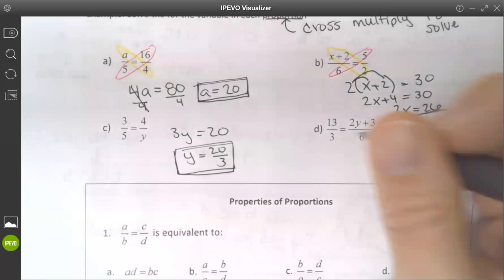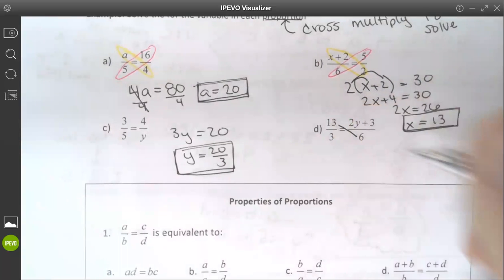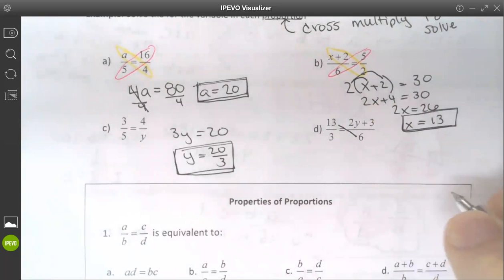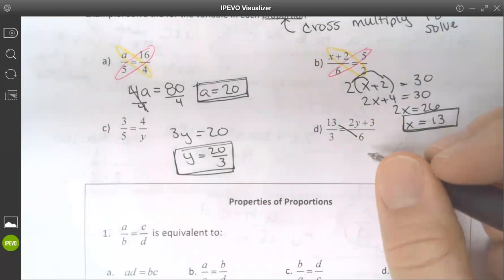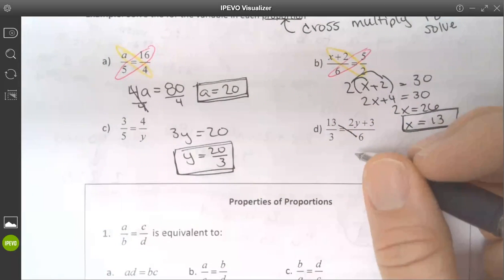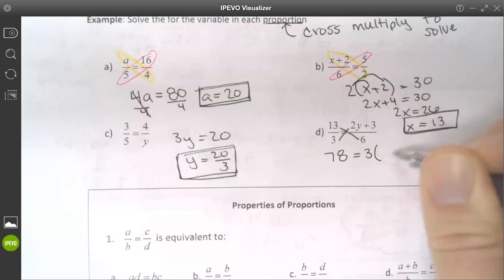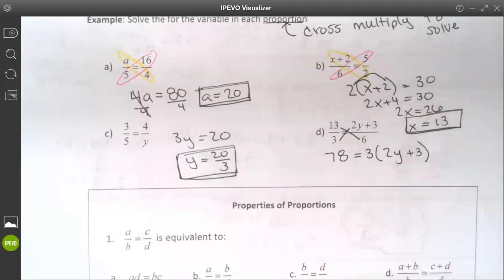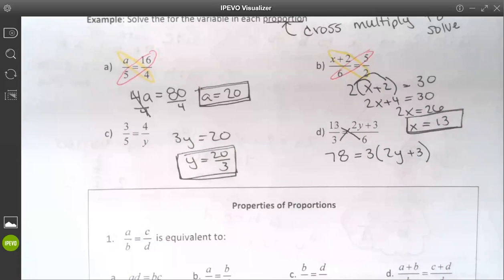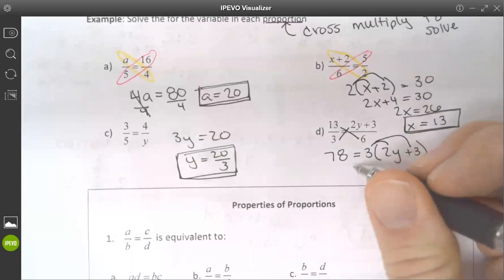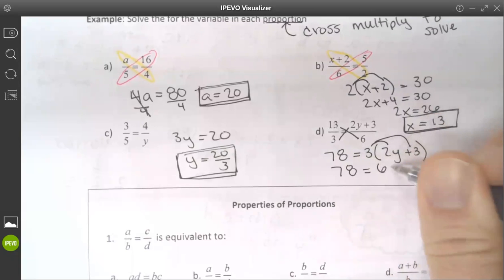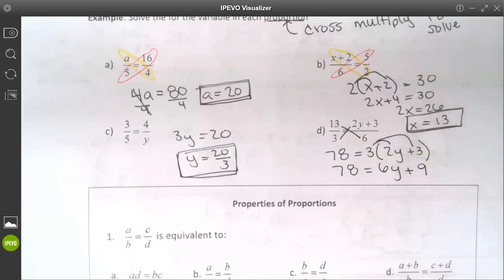So on D, here would be the setup. I have 13 times 6, which gives me 78. And then I have 3, and what I need to be careful of is it needs to multiply by that entire numerator, 2y plus 3. I can't just multiply it by 2y. I need to make sure that that 3 gets to everything that's in that numerator. Or if it was in the denominator, same deal. Doesn't matter where that double term is. Distributing 3 gives me 6y plus 9.